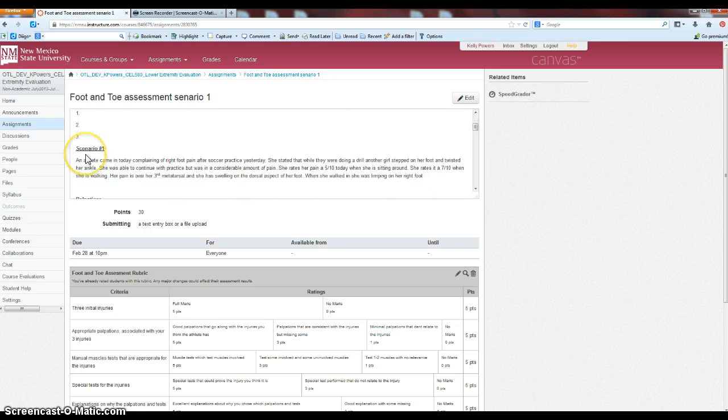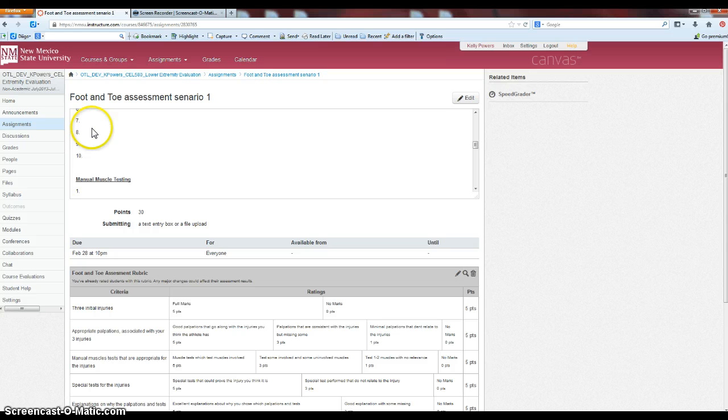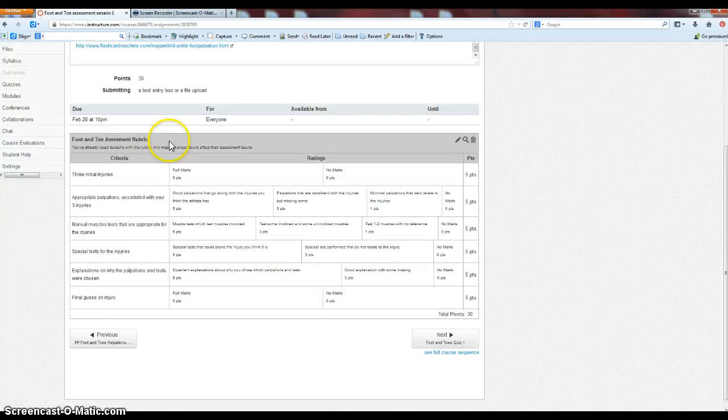So I kind of give some space for them to do this. I give a very brief scenario of an athlete coming in, complaining of pain, and then they are supposed to list palpations, manual muscle testing, special tests, and then I gave them a couple helpful links again with maybe some ideas to help with palpations or range of motion testing. Then also I put in my rubric. A couple things were all or nothing, just that they did 3 initial injuries and a final guess. And then, being that it's the first assignment, pretty lenient. A couple categories, yes, some, or no. And then they would be graded accordingly.